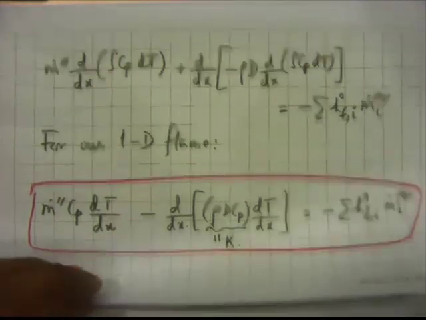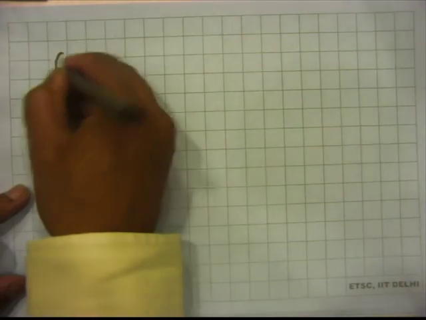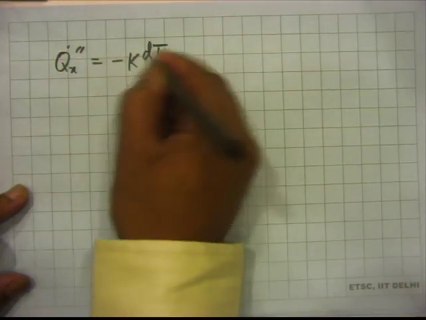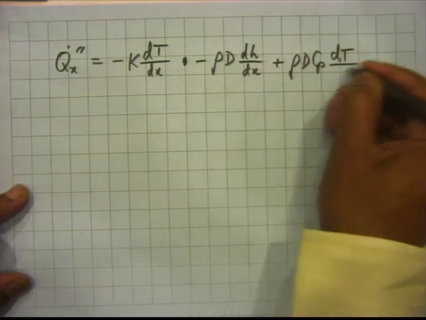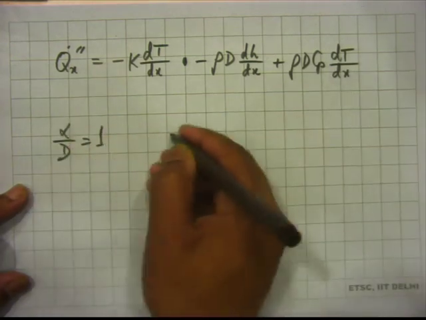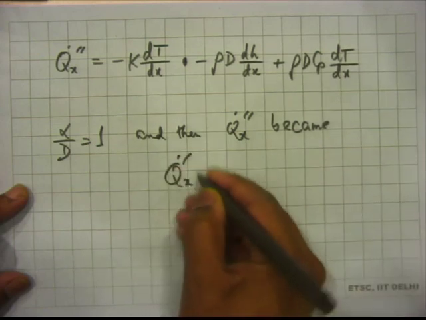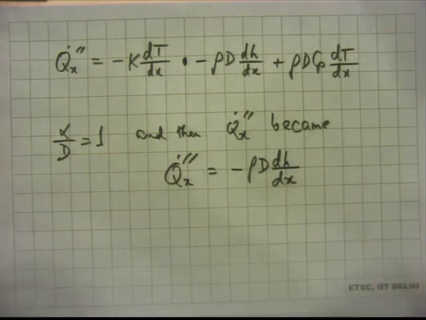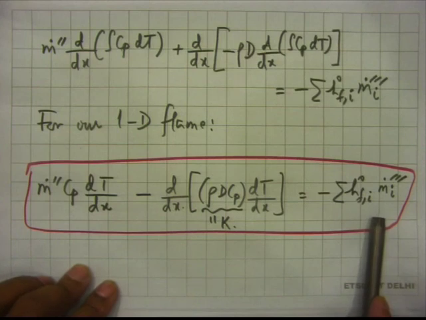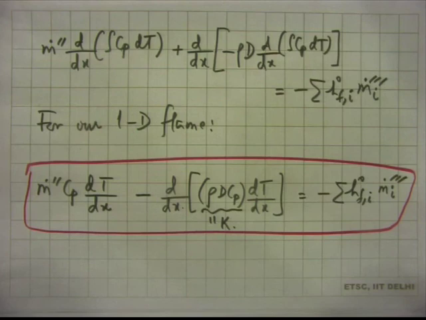I will write one line. This was on the computer, so I will have to write this again. q dot x double prime is minus k dT dx minus rho D dh dx plus rho D cp dT dx. We had this, and we took alpha by D equal to 1, and then q dot x double prime became this. So, this is the simplification which we have used to get to the form we have now. This is the form that we are going to work with. You can keep in mind, as you pointed out, that rho D cp is also equal to k. After doing everything, this is what we are going to work with.